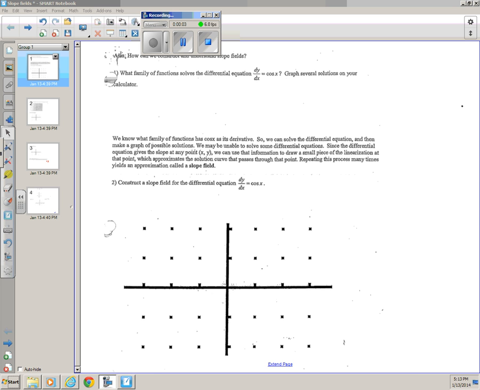Okay guys, so today we're going to look at slope fields. So the first question says, what family of functions solves the differential equation dy/dx equals cosine x? Graph several solutions on your calculator.